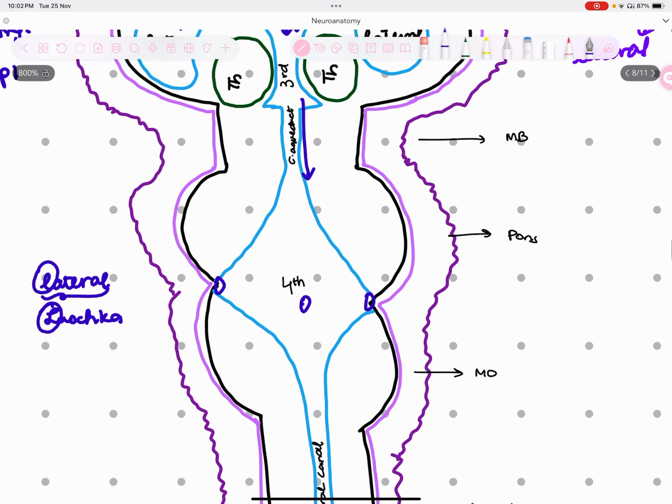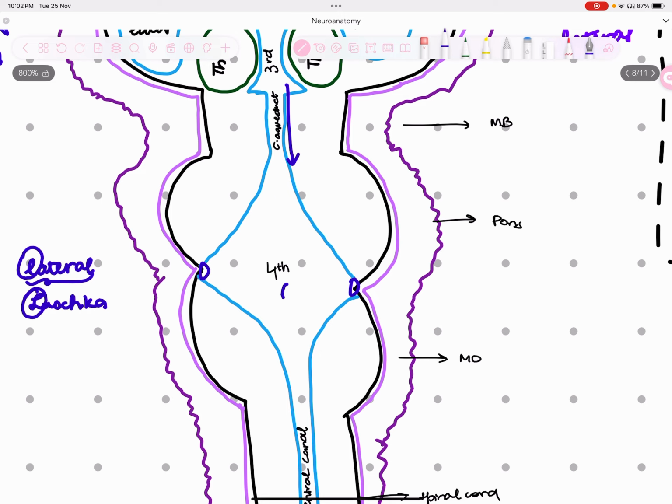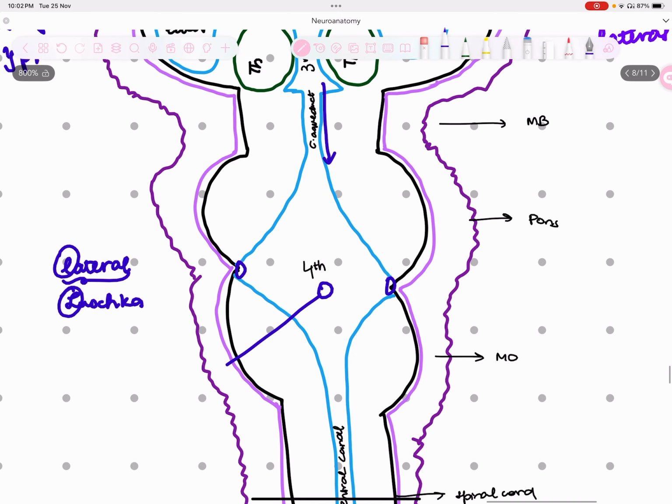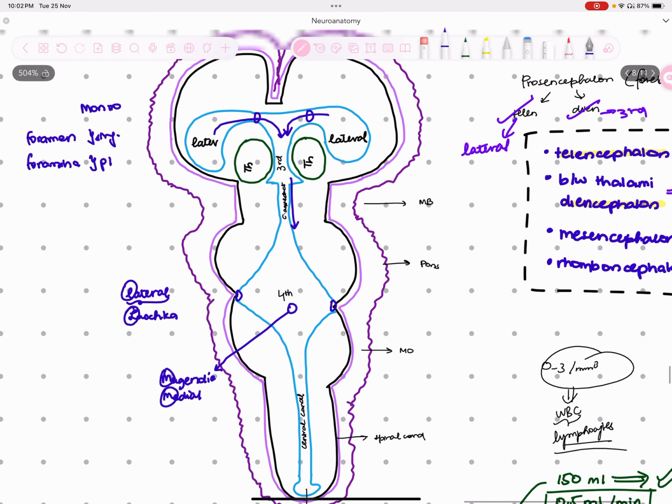And right in the center, medially, you have foramen of Magendie. How do you spell it? Magendie, Megendie, or whatever you want to say it. So this is medial. These are very important structures that you should be familiar with.